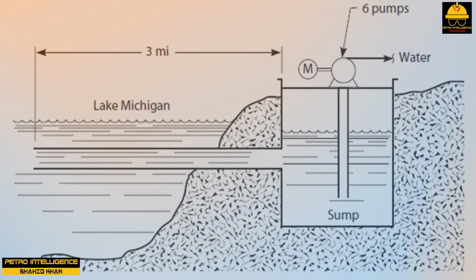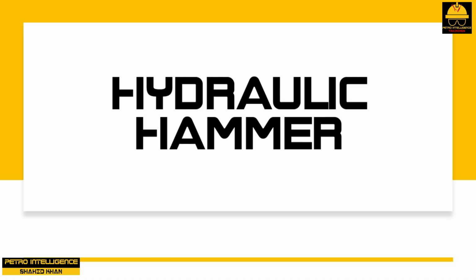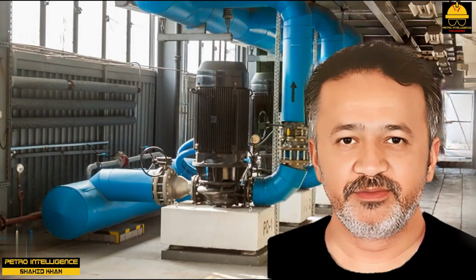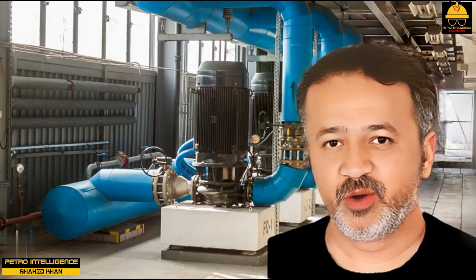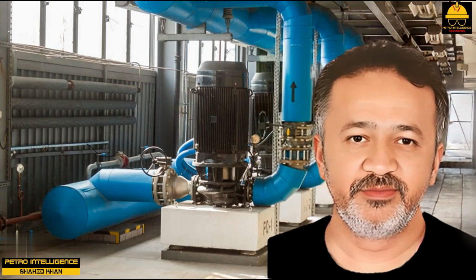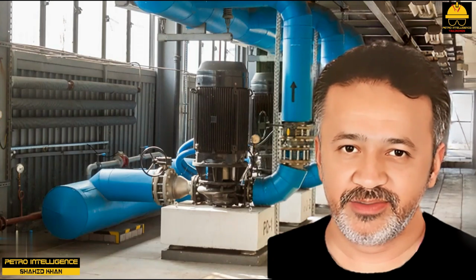One day, the plant experiences a partial power failure. 3 of the 6 pumps shown in the picture shut down. A few moments later, the manhole covers on top of the sump blow off. Geysers of water spurt out of the manholes. What has happened? Hydraulic hammer. This is an example of water, or hydraulic, hammer. But what causes water hammer?